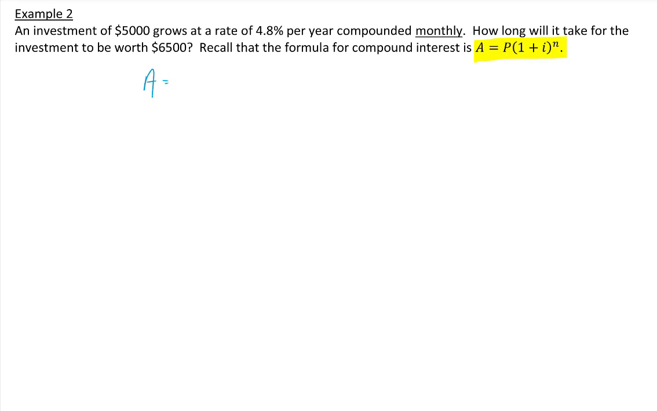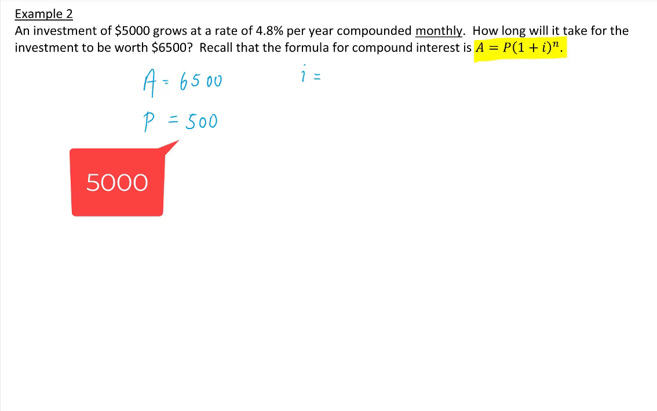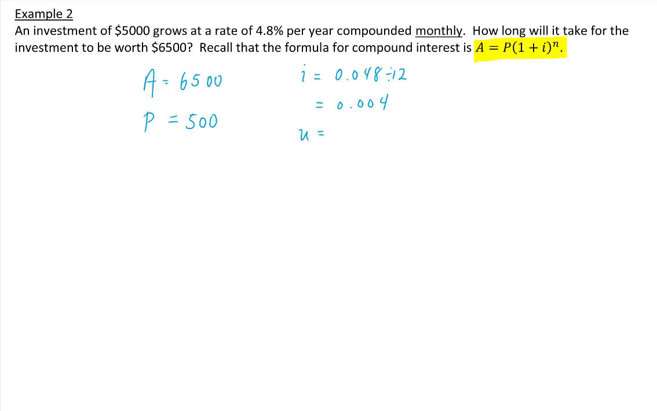We have our future amount, which is 6,500. We have our principal or initial amount, which is 5,000. We have an interest rate of 4.8% per year, and since it's compounded monthly, we're going to have to take that interest rate and divide it by 12. And that'll give us a monthly interest rate of 0.4% per month.